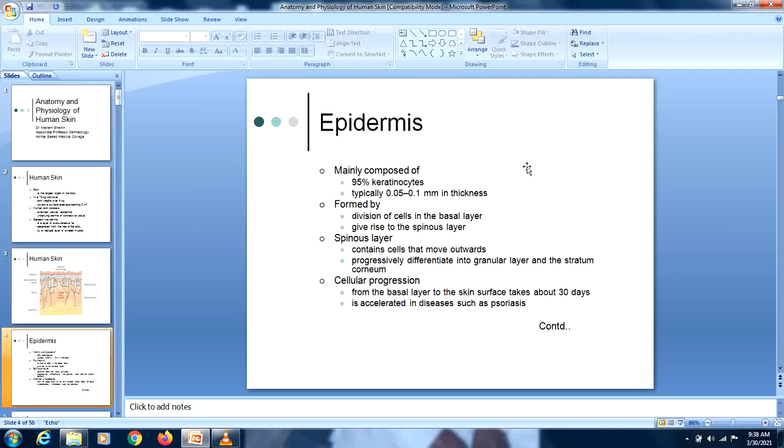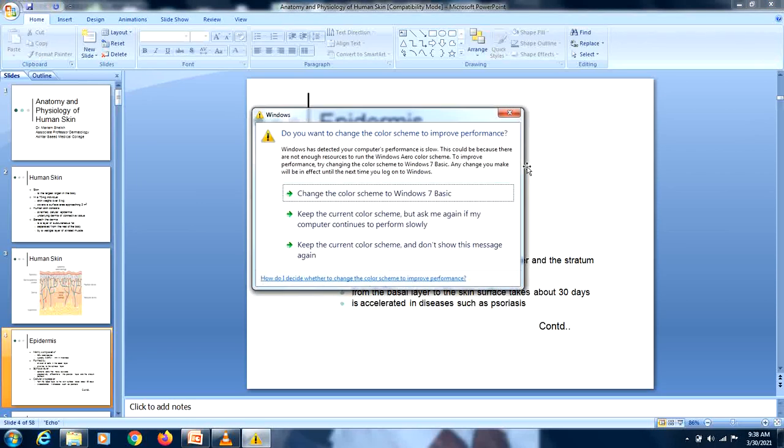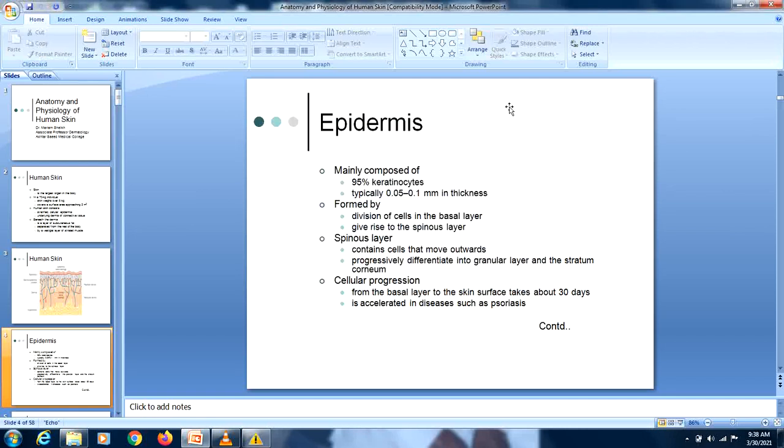Now, basically epidermis is mainly composed of keratinocytes, which are typically 0.05 to 0.1 millimeter in thickness. It is formed by division of cells in the basal layer, which give rise to the spinous layer. From the spinous layer, the cells move outwards, progressively differentiate into granular layer and the stratum corneum. Cellular progression from the basal layer to the skin surface almost takes about 30 days, and it is accelerated in certain diseases like psoriasis.